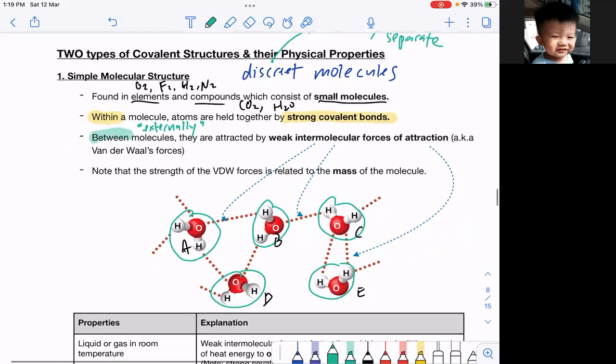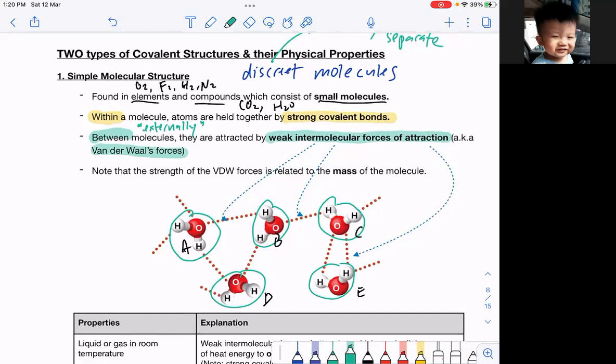The correct phrase you must memorize is weak intermolecular forces of attraction. Some schools, they let you write the short form. Van der Waals is the person who found this, so we call it the Van der Waals force. So weak intermolecular forces of attraction. 5 words, you cannot miss a single word. Some schools, you check your teacher, can you write Van der Waals forces? Some say yes, some say no. So if they say no, then you go with weak intermolecular force of attraction.